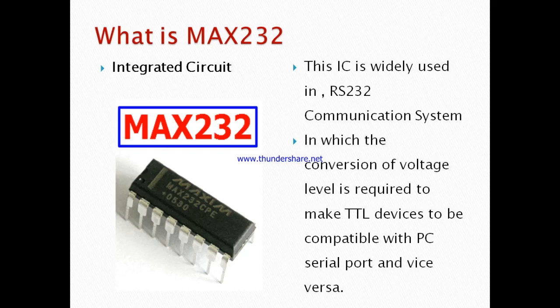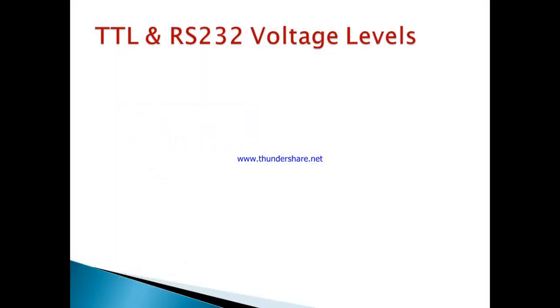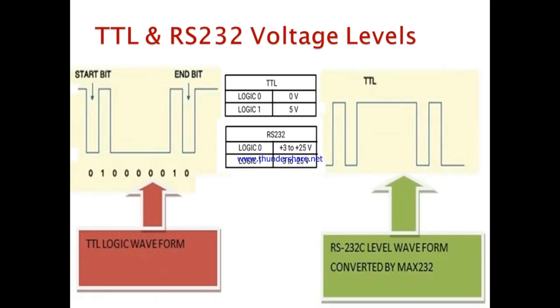A waveform of transistor logic level, or RS-232 logic levels. The signal is present in binary pulse format, and it is well known that binary 1 represents logic high and binary 0 represents logic low. In transistor logic level, logic high is 5 volt and logic low is 0 volt. And in RS-232 logic levels, logic high is -3 to -25 volt and logic low is +3 to +25 volt.